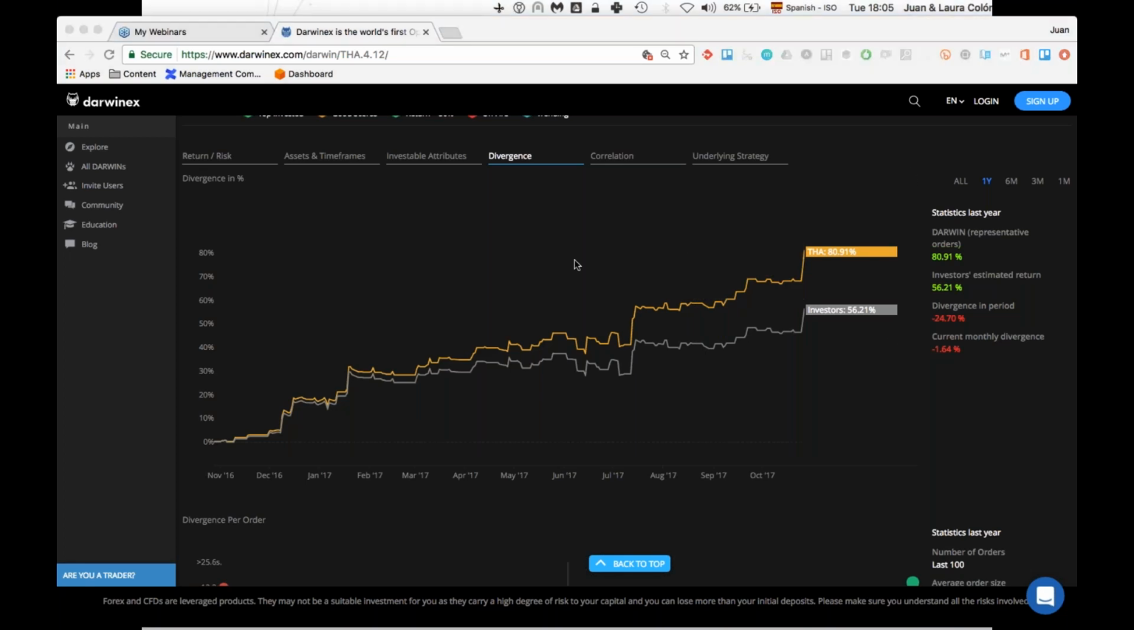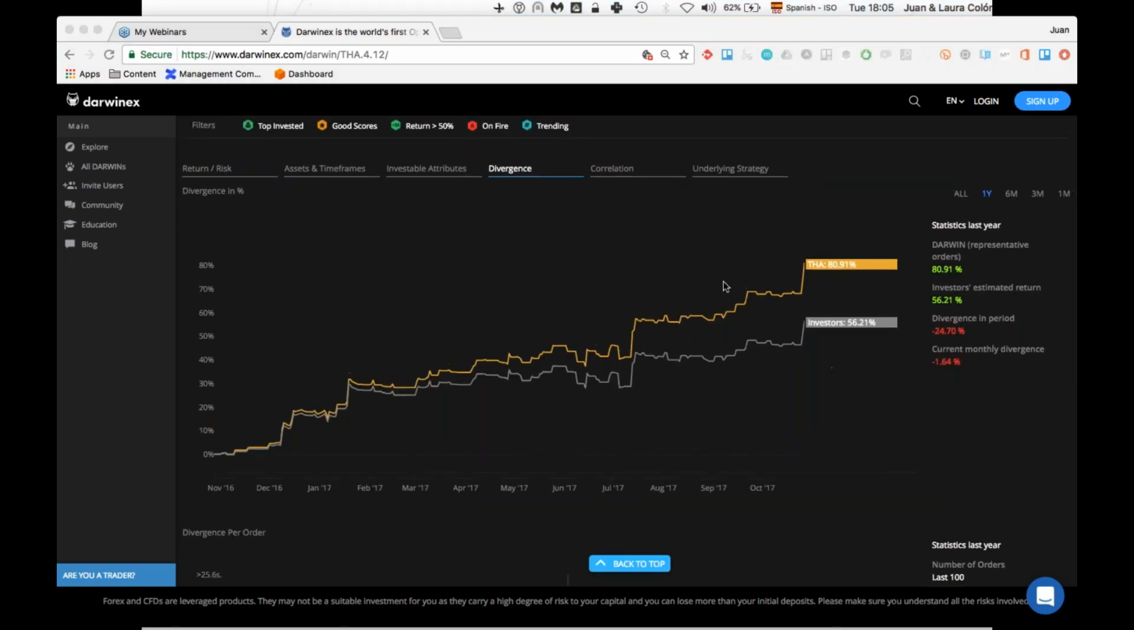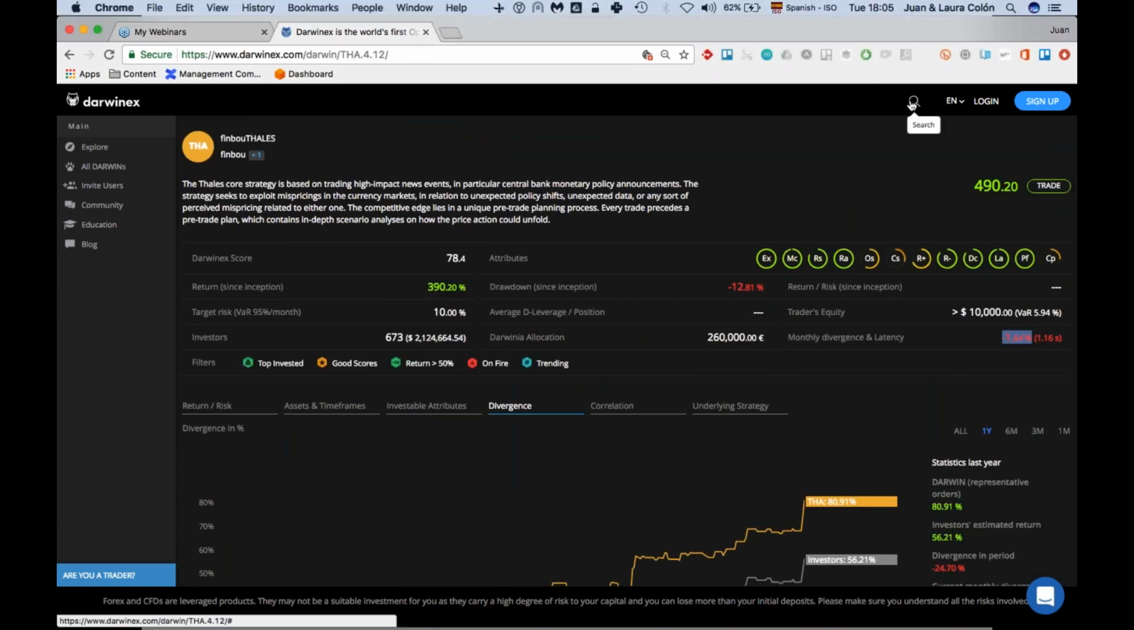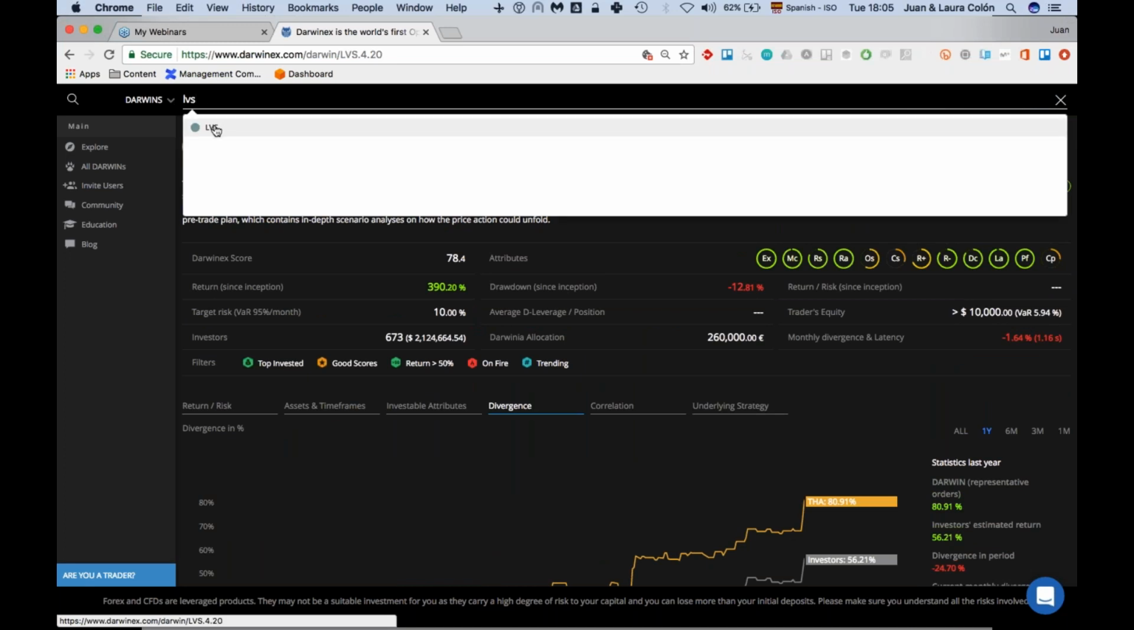Okay, so that is the concept of divergence. Note that divergence needn't be necessarily negative. In this case, we're looking at a Darwin, which is the most popular at this point, that has negative divergence. But as we can see elsewhere, this needn't be the case. It's possible to also get positive divergence.